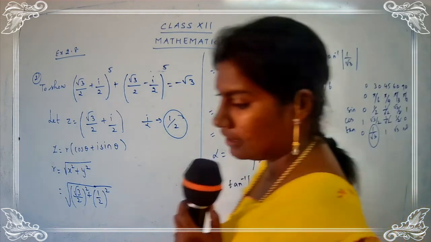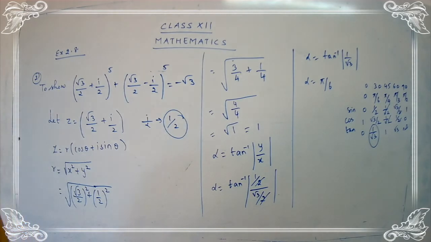So I got the value for alpha. Alpha is equal to pi by 6. Just note down the value children. This is a sum that we have already done in the previous exercise, so just refer to that and we can proceed further. So we got the value for alpha. Yes children, so we have got two things. One, we have found the value for r, and the second thing is we have got the value for alpha.